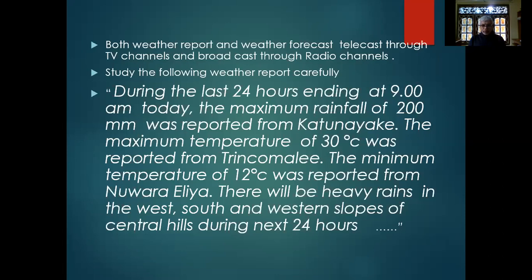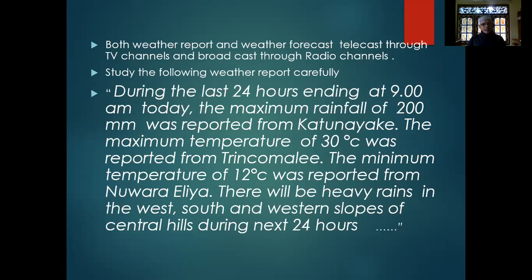Up to that point, it is the weather report, because it tells what happened within the last 24 hours. Therefore, keep in mind that up to that point it is the weather report. Then there will be heavy rains in the west, south and western slope of the central hills during the next 24 hours. That part belongs to the weather forecast.